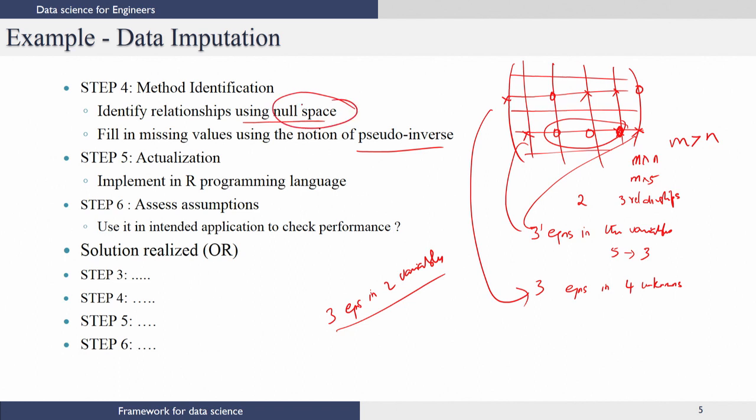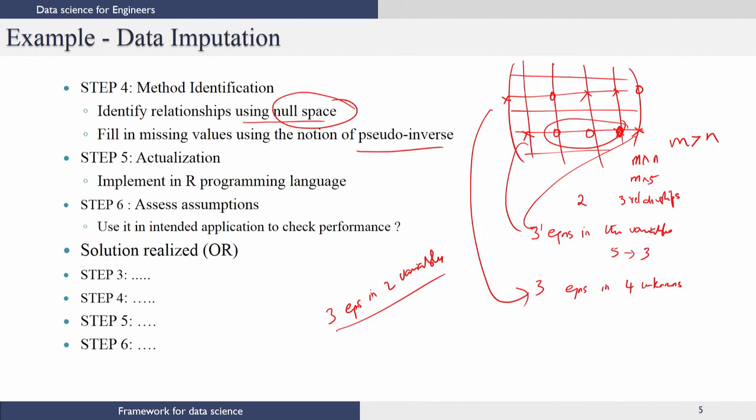Now, this is a generic approach, and once you learn more and more machine learning techniques, you will be able to fill in more sophisticated techniques for things like this, and then say, okay, I am going to use this technique because the assumptions that I have made are consistent with that particular technique, and so on. Now, this is conceptually saying pseudo inverse and so on.